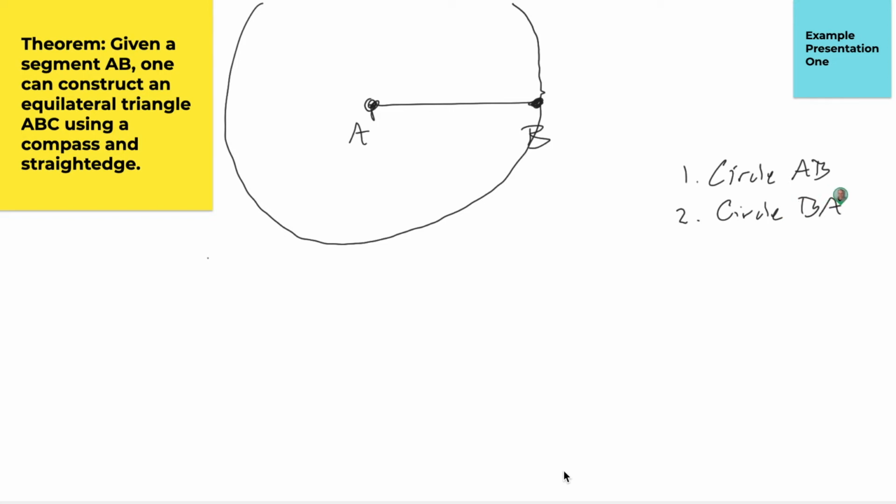Similarly, we're going to draw a circle BA. That is, a circle centered at B going through A.